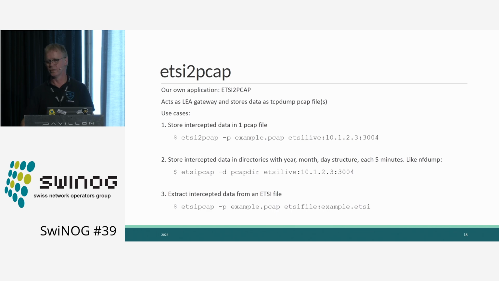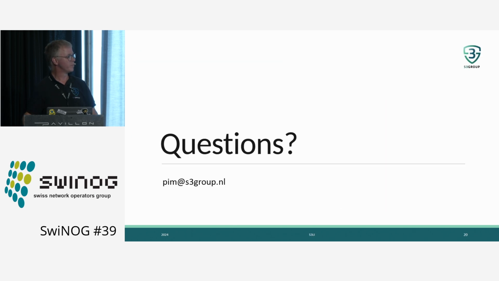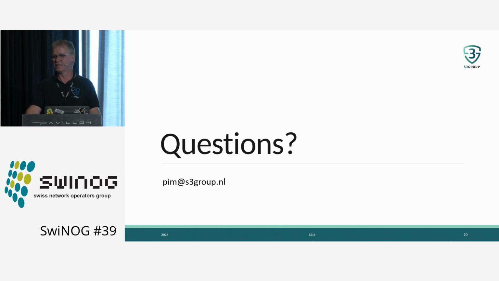dump format. So with this, especially with the latter one, where it's stored in several files, you can pick a file and watch it with the Wireshark, for instance. And that's how we do the debugging if an intercept is working. And well, this is how the ETSI format looks like. This is the standard. And that's it for now. Thank you.